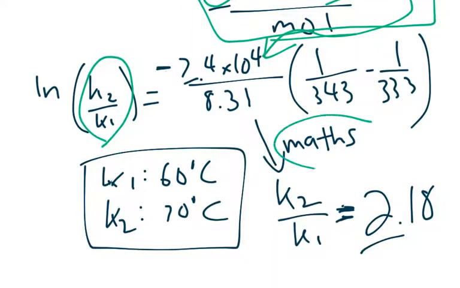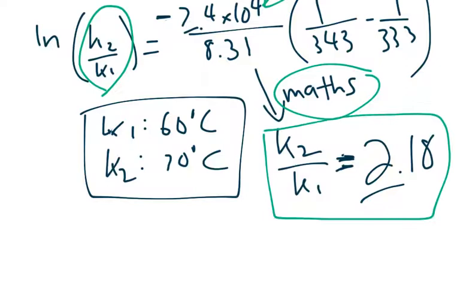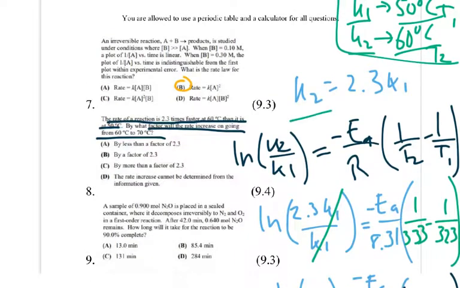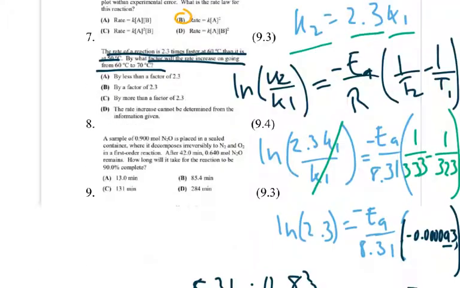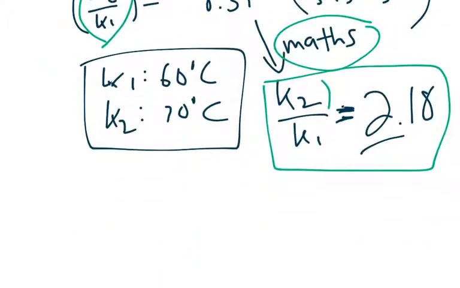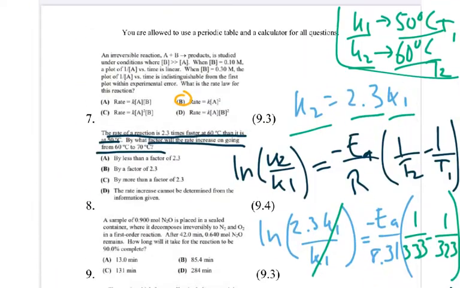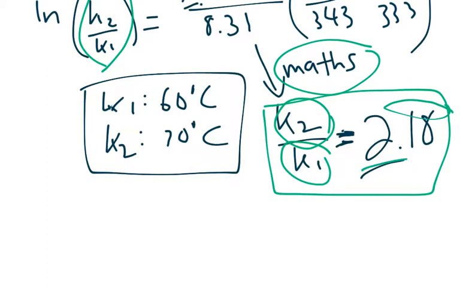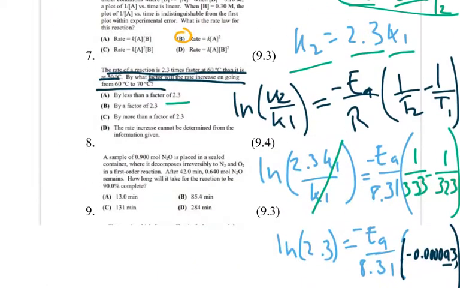So doing some maths, I get that K2 over K1 is equal to 2.18. And before, we knew that K2 was 2.3 times more than K1. But now, as you can see, K2 is only 2.18 times as large as K1. So this means that our rate will increase not by a factor of 2.3, but by a factor of 2.18. So this means that it increased by less than a factor of 2.3, going from 60 degrees Celsius to 70 degrees Celsius.